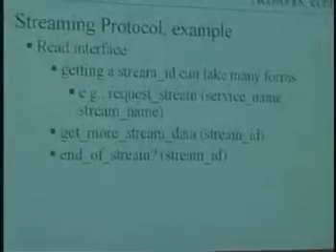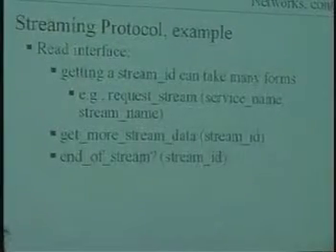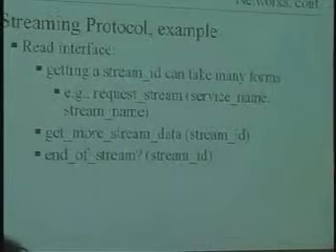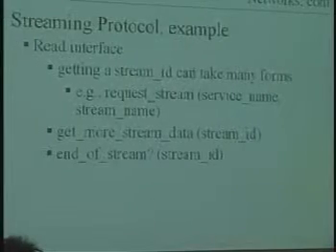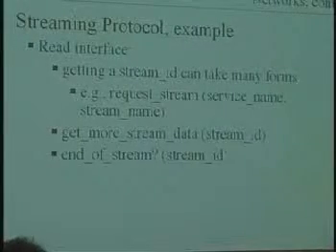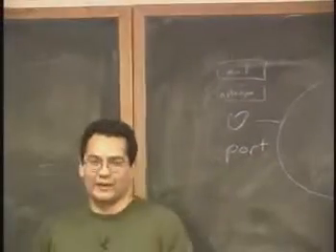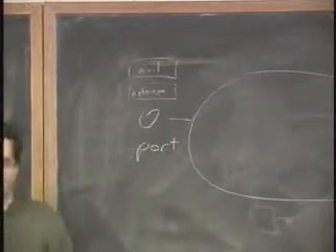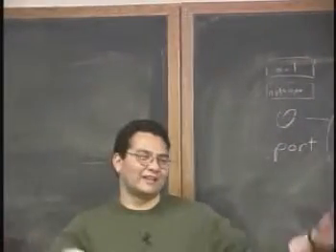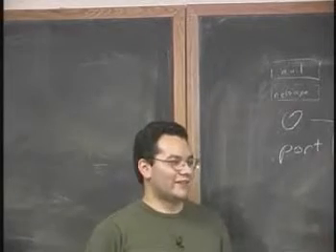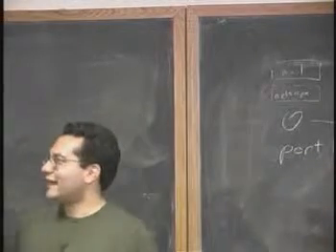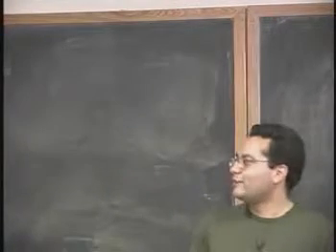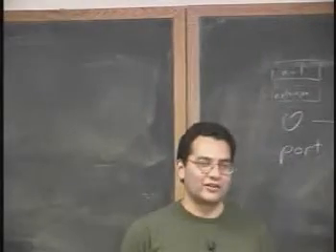Okay. Now the read interface. There are lots of different ways you can imagine getting a stream ID. One of them is to go out there and say, I want a particular type of service, like video or Windows Media, and here's the name of the thing. There can be some name resolution that happens behind your back. So, this is like, I want a real video stream of whatever, and that'll give you back a stream ID.